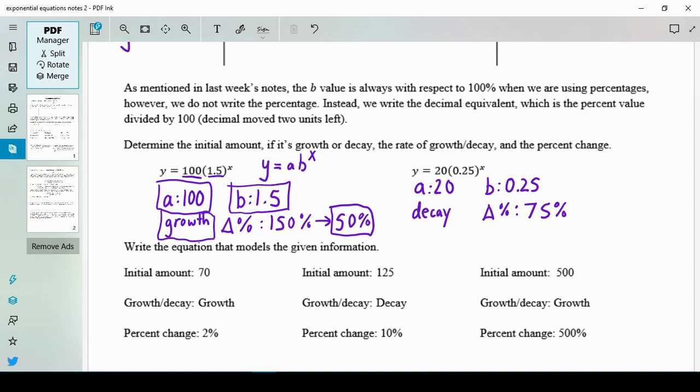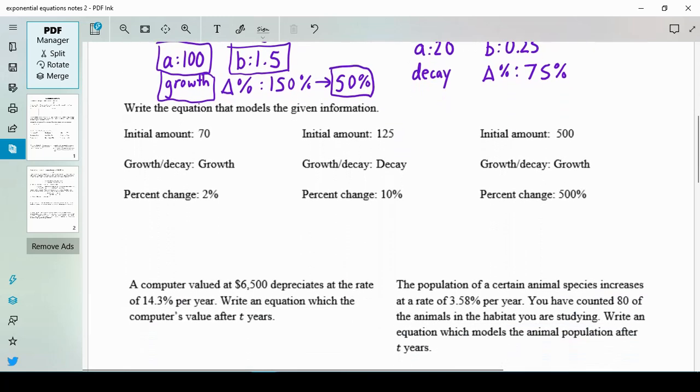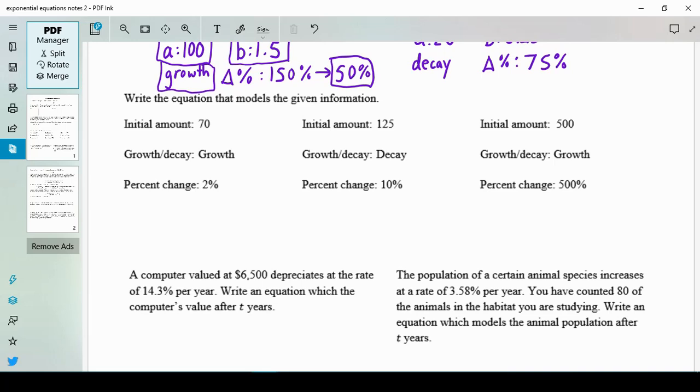All right, next up, we're going to take a look at some given information. We're going to turn that into equations. So the next three examples will follow that type of format. Remember, a is the initial, so this tells me a. If I'm being told this is a growth or a decay, that means I'm going to add to or subtract from my 100%, and then we are told at the end what we're going to change our percentages by.